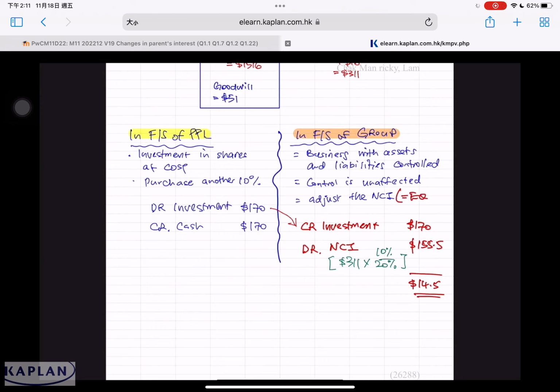NCI is equity. Now we adjust equity and there's a difference. Do we recognize this in profit and loss? Answer is no. This must be recognized directly in equity. You must debit equity directly.